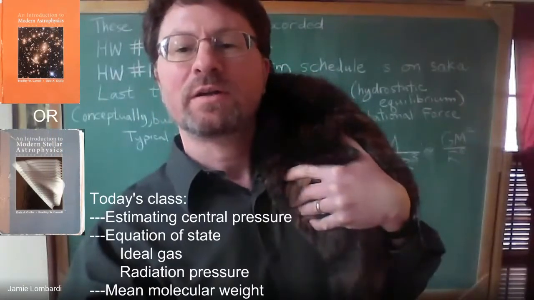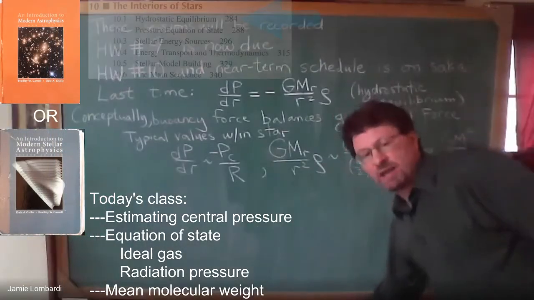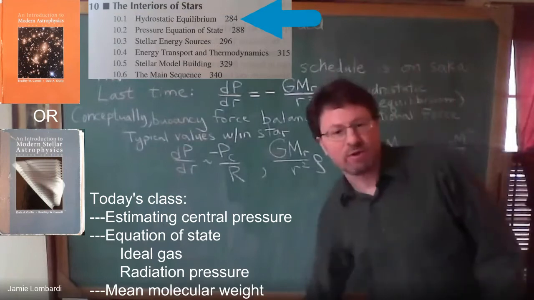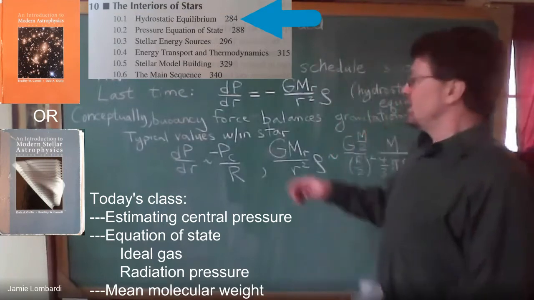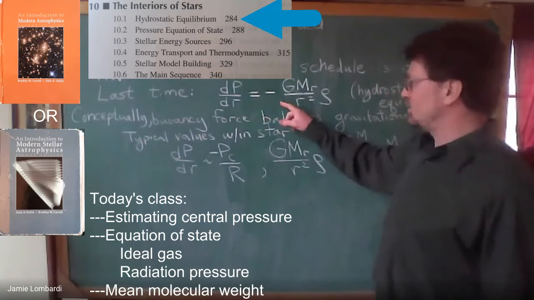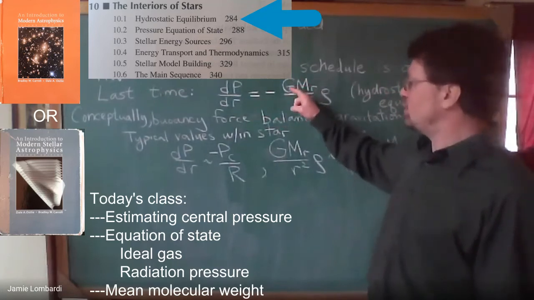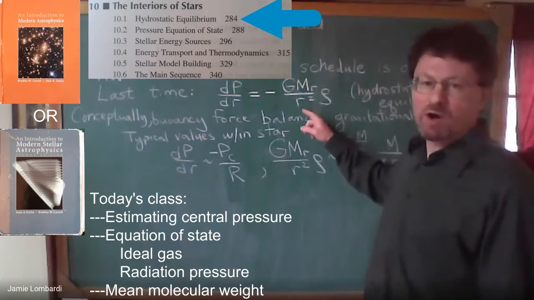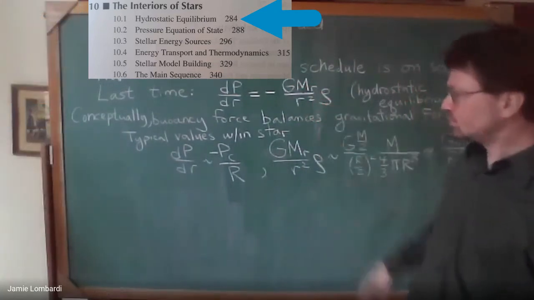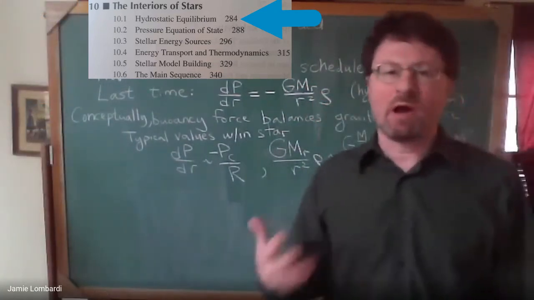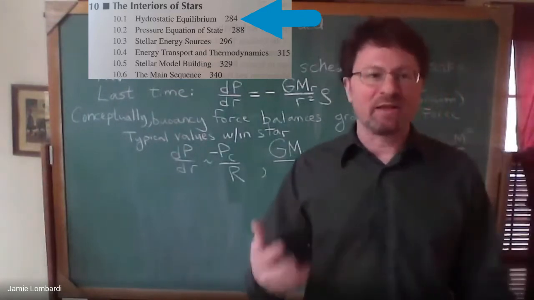Hello, everyone. Last time we were talking about the equation of hydrostatic equilibrium. And the equation is dP/dr equals minus lowercase g, which we can express as G times m sub r over r squared times rho. And conceptually, what's going on here is that you have a balance of forces.